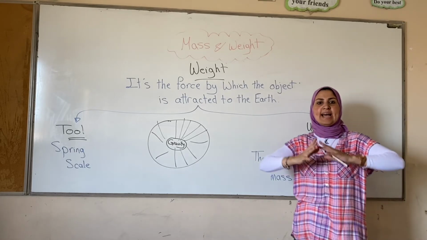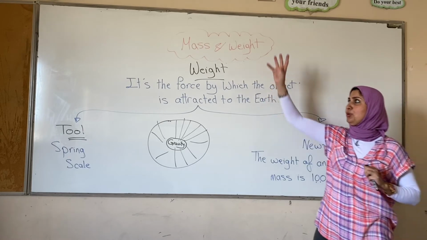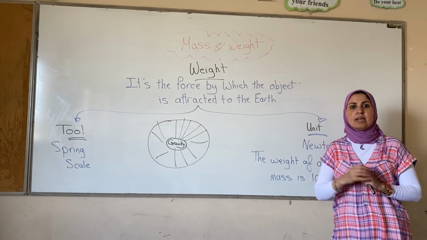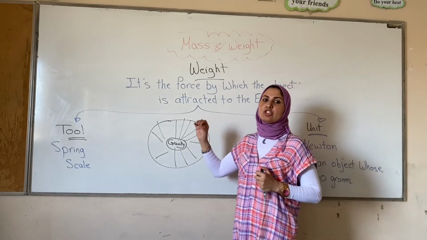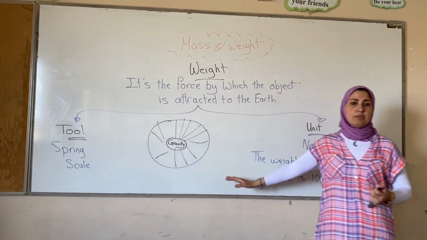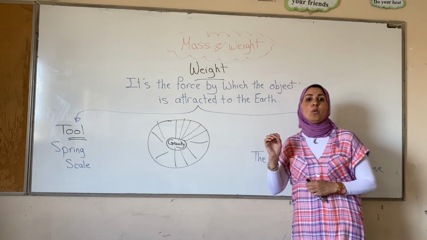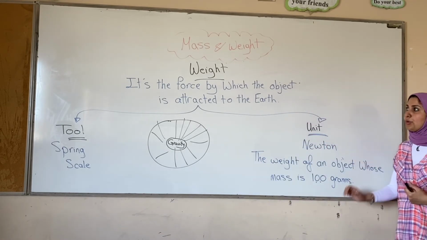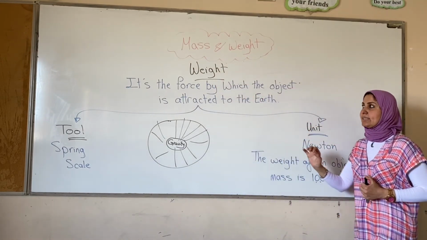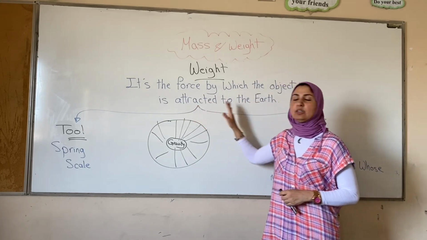So, as the mass increases, the amount of force which is required to pull the object to the surface will increase. Again, the amount of force which is needed to pull things to the surface of the earth will increase as I increase the mass. What do we call this amount of force? We call it the weight. So, the weight is the force by which the object is attracted to the earth.